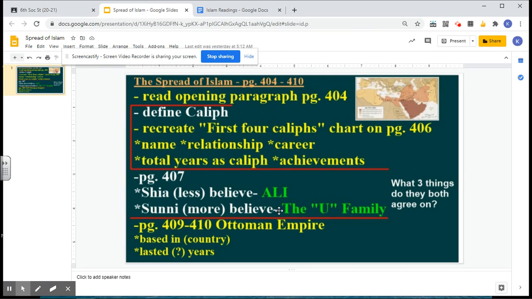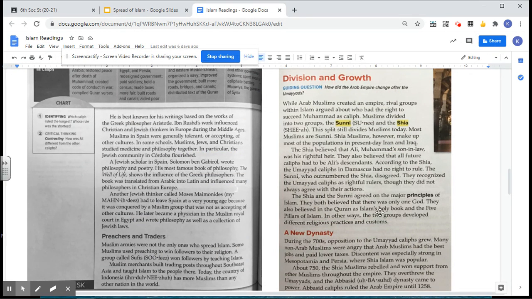Now even though they have their differences on how you figure out who's going to be the leader, right here I put, what three things do they both agree on? And that's kind of embedded in the reading right here, because it says the Shia and the Sunni agreed on the major principles of Islam. They both believed that there was only one God. They also believed in the Quran as Islam's holy book and the five pillars of Islam. In other ways, the two groups developed different religious practices and customs.